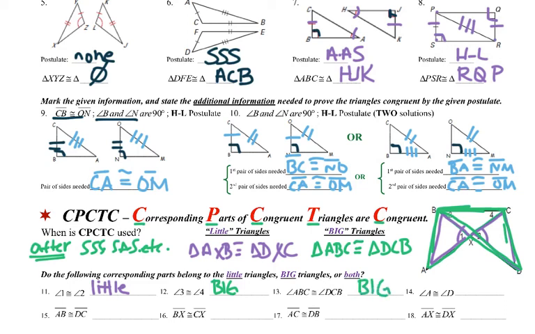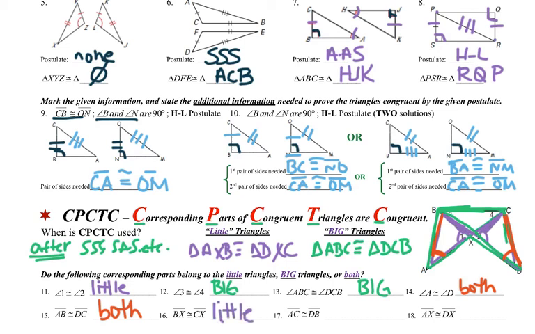And you might say, well, what does it look like if it's in both? That would be like angle A and angle D. You could tell by the picture it's both purple and green. That's in both. Same thing with AB and DC. That's in both. BX and CX, which ones are those in? Yep, those are the little.